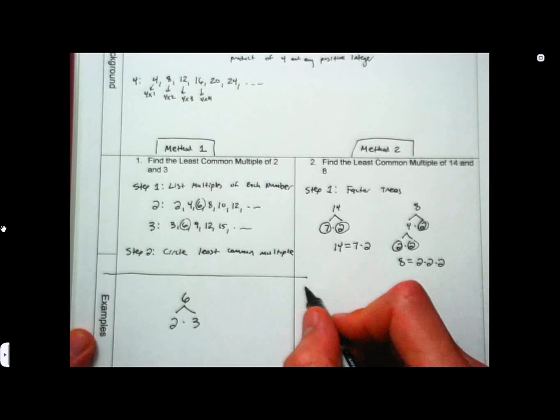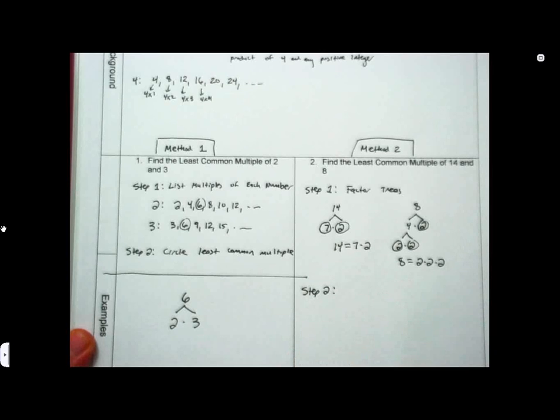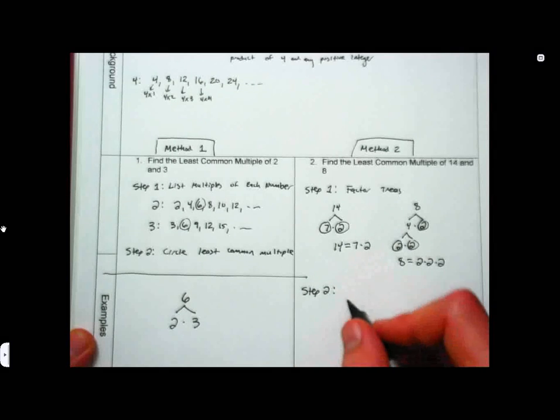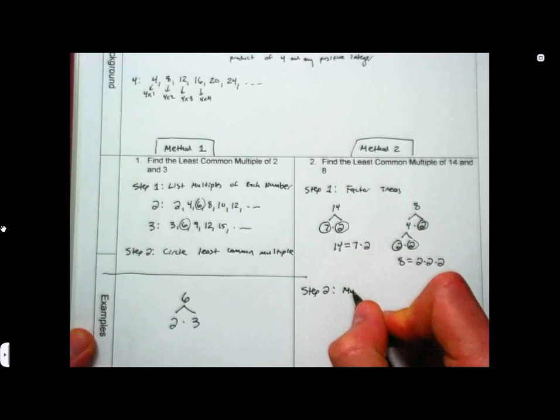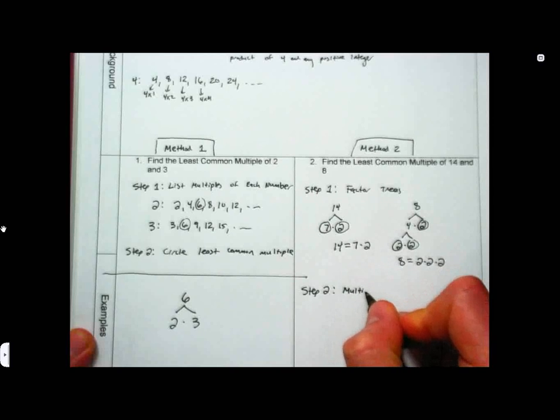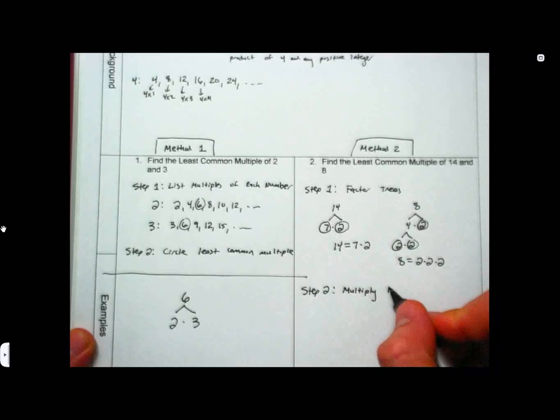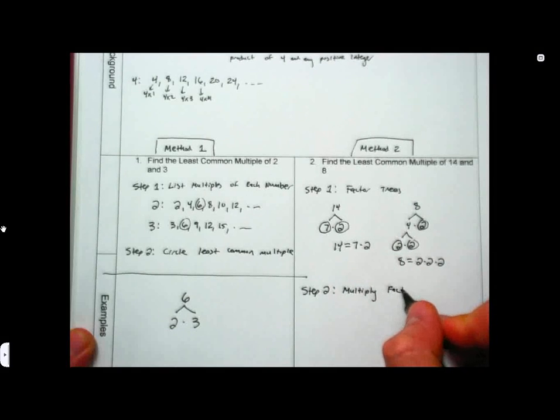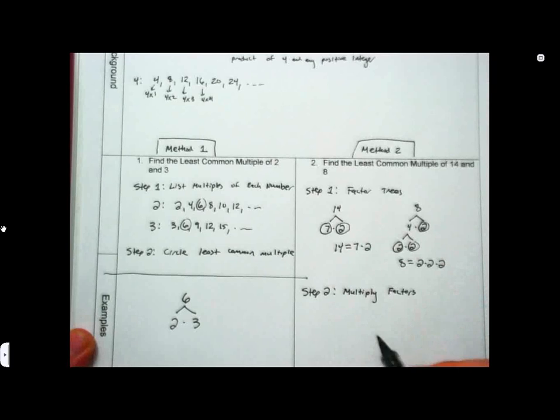Okay. So in step 2 of the process, this is where we're going to find the least common multiple. What we're going to do is multiply factors in the following way. If I have 14, and I know that's equal to 2 times 7, I'm going to write the numbers in order from least to greatest, and 8 is 2 times 2 times 2.